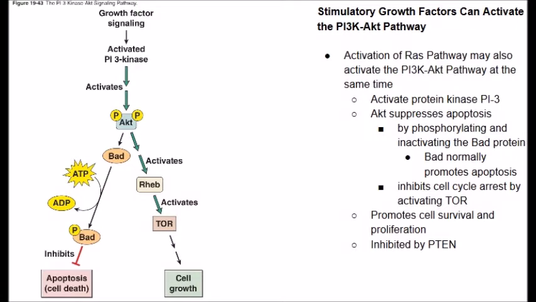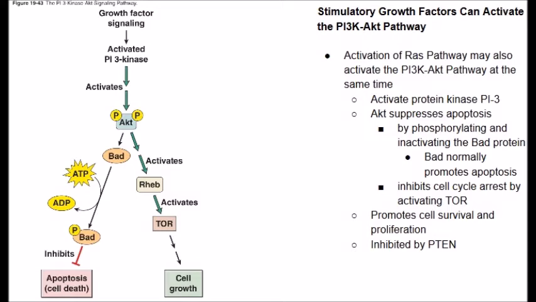So the left of the figure shows basically what happens when AKT gets phosphorylated and then it goes to the bad protein. And then on the right side of the figure, you see what happens after AKT gets phosphorylated, and then it goes to RHEB, which then goes to activate TOR. And then TOR is going to promote cell survival and proliferation. So the first outcome of this pathway is to activate and phosphorylate AKT.